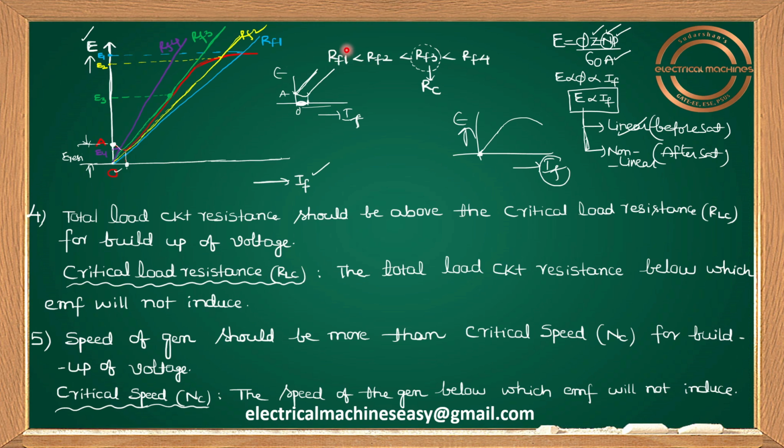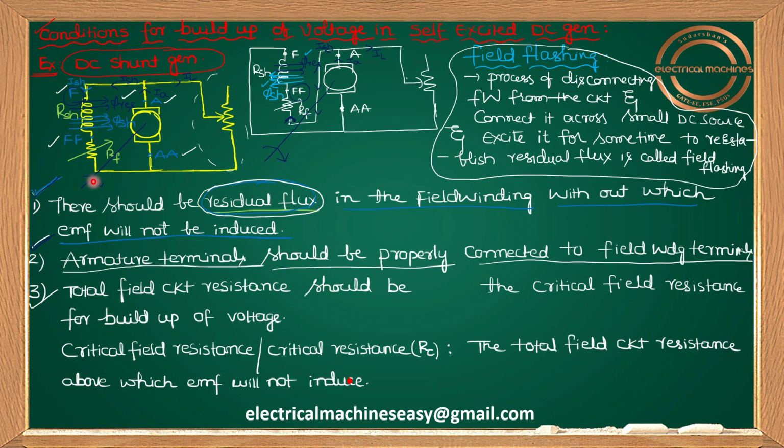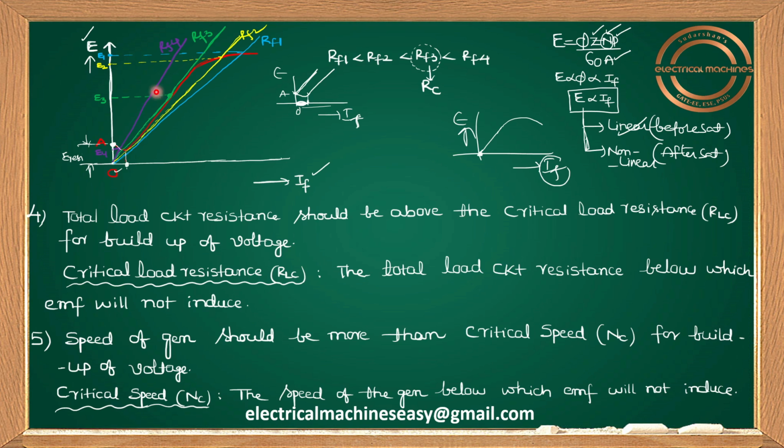Suppose, guys, if I increase field circuit resistance from RF1 to RF2, it's common sense. I think you will tell me: whenever field circuit resistance increases, what will happen to the shunt field current? It will reduce, right? Whenever field current reduces, what will happen to flux? It will reduce. EMF reduces. That's the reason why if you go for RF2, the yellow color case, which is more than RF1, it is cutting your OCC curve at this particular point. This EMF I call E2, which is less than E1.